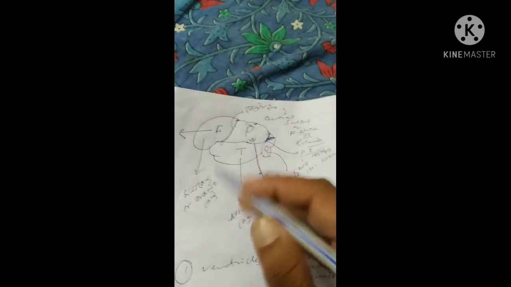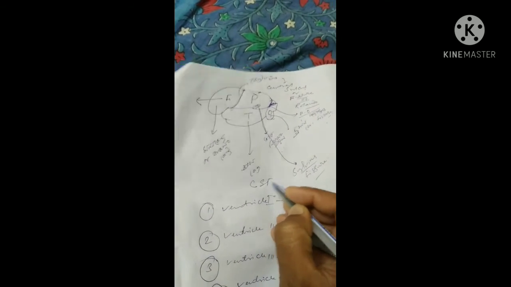Okay, so this is a very important portion, and whenever I come to the aspect of cerebrospinal fluid, you have to keep in mind that ventricle 1 is present in the right cerebral hemisphere, ventricle 2 in the left cerebral hemisphere, ventricle 3 in the diencephalon, and ventricle 4 between the brainstem and cerebellum. So that is very crucial, and all of you should know about that.